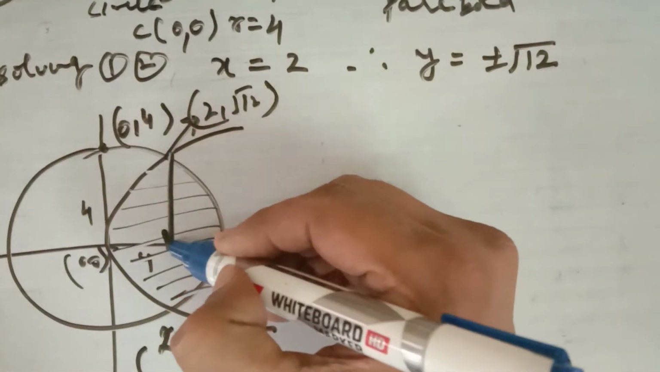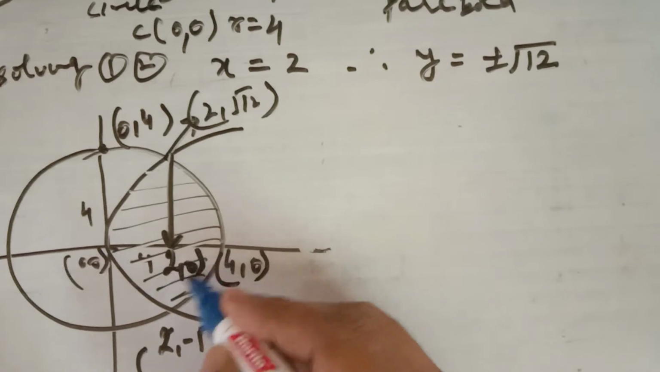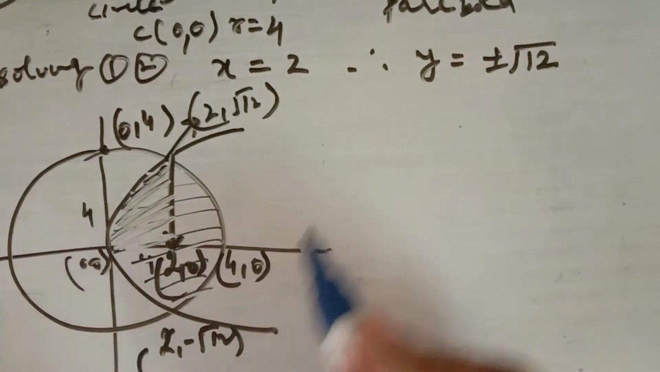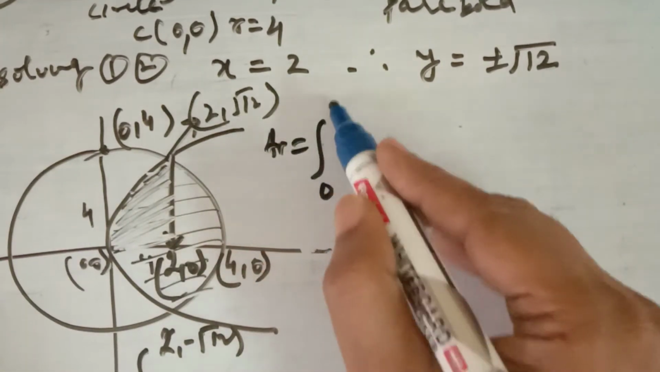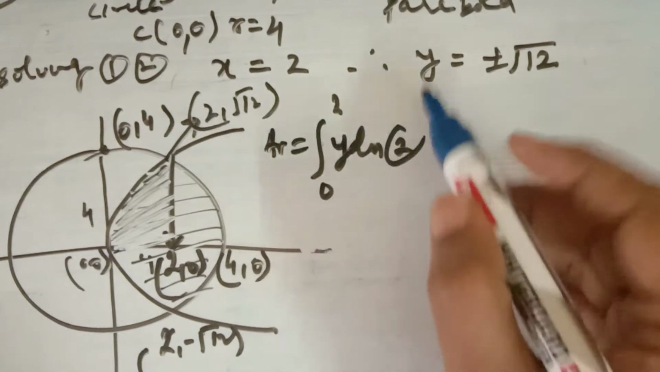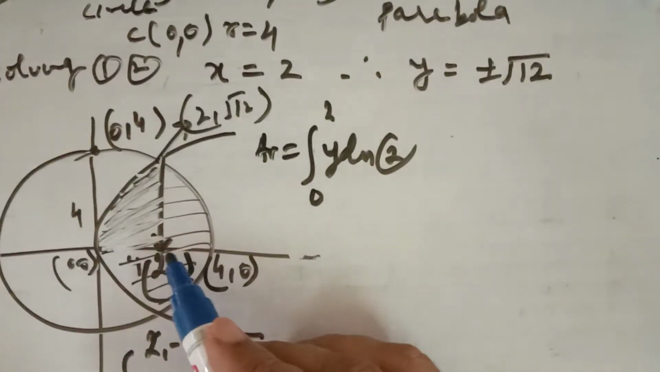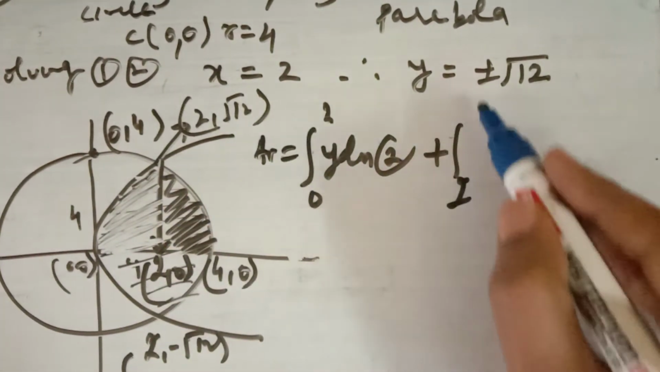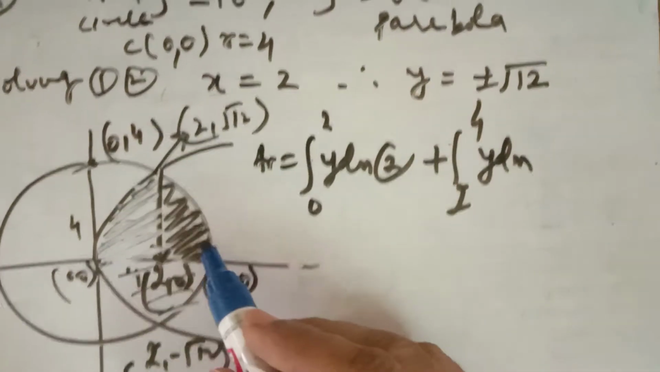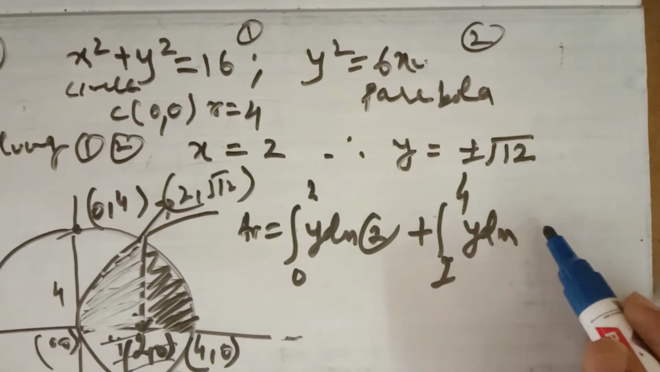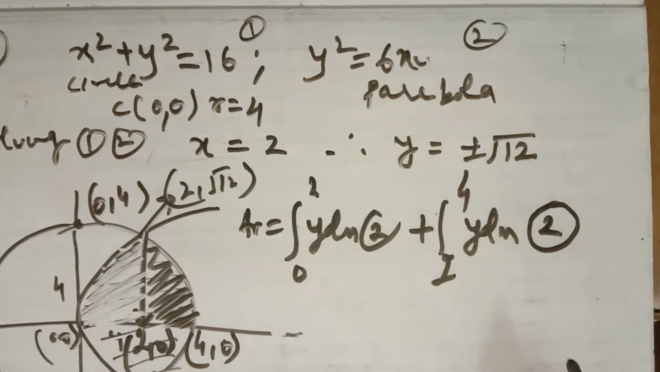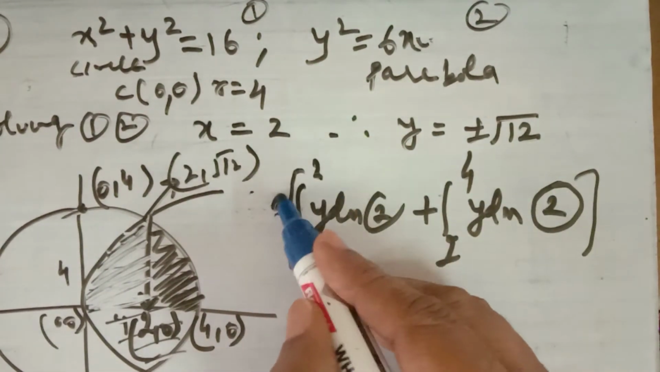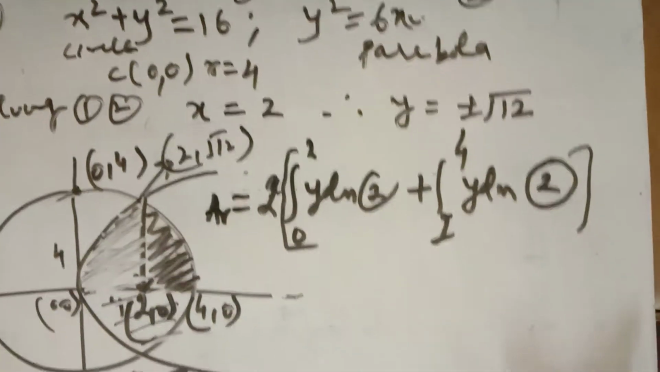Simply draw the perpendicular on the x-axis. This point is 2, 0. So this area from 0 to 2 is touching the parabola. So this area will be from 0 to 2, y with respect to x of the parabola, that is this curve. And from 2 to 4, this area is touching the circle. So from 2 to 4, y with respect to x of the circle. The area is below the x-axis also, so you have to multiply it by 2.